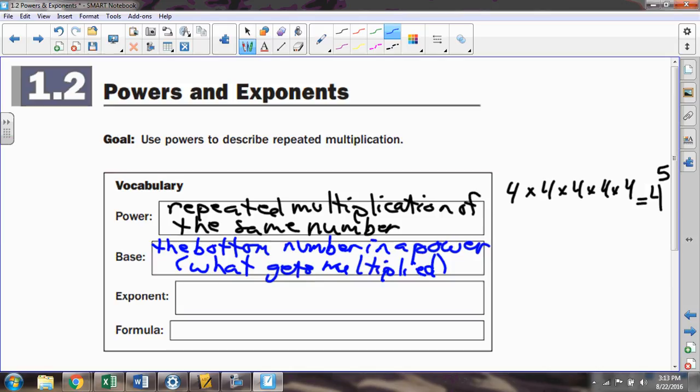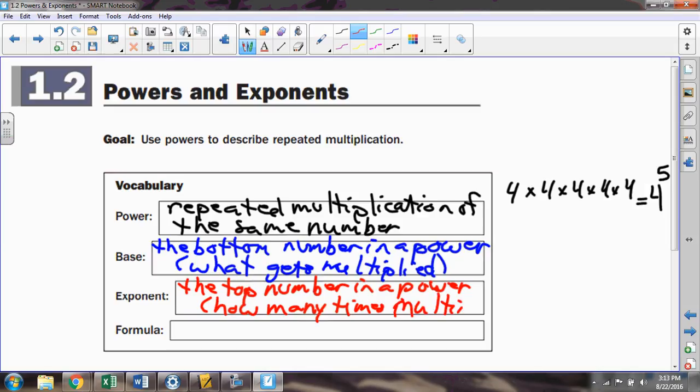The exponent, instead of being the bottom number, it's the top one. Remembering that the exponent keeps track of how many times it gets multiplied. For this one that we had in the black, what's the exponent? Yes, it's 5.